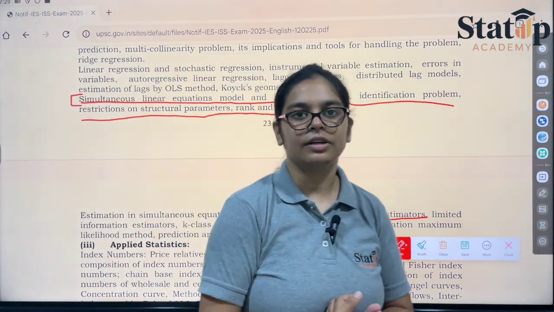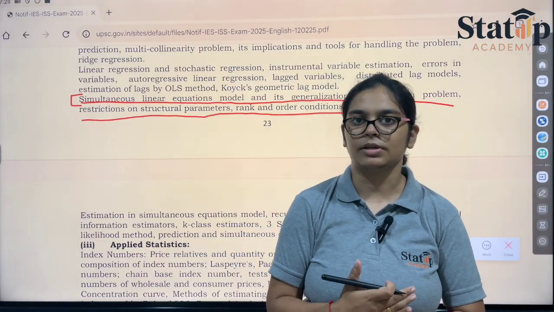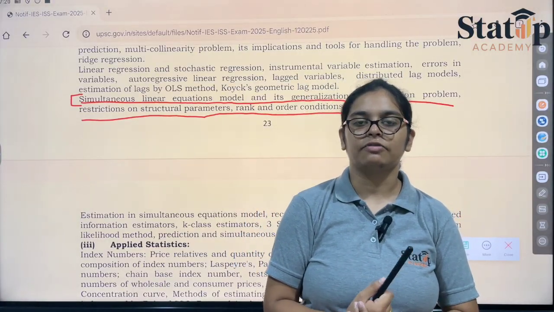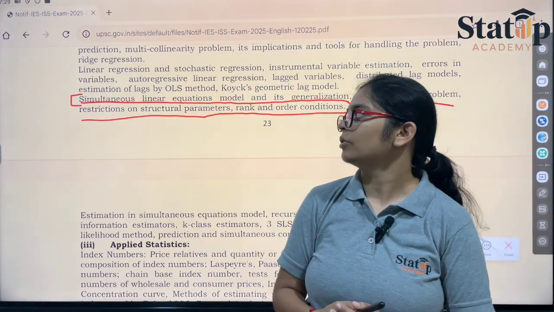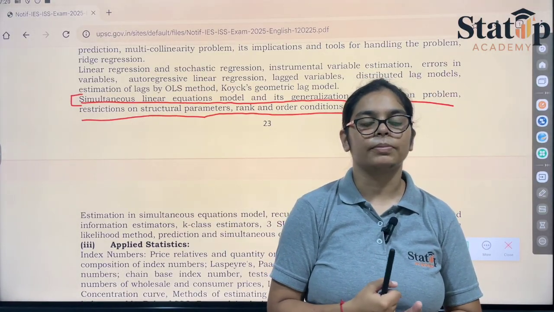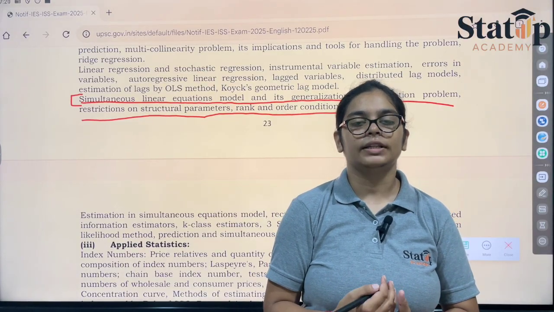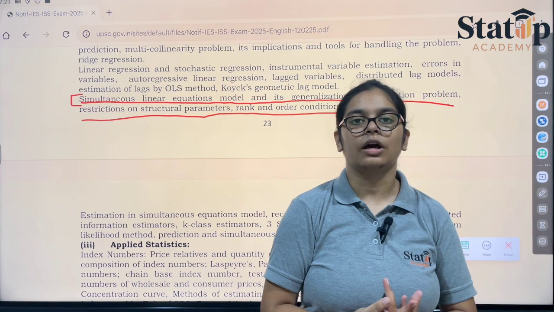I hope you have understood what we have done in the class, and we are doing it syllabus by syllabus. And as you can see, I have covered almost all the topics of econometrics. I request you all to do all these topics along with me and solve their questions, PYQs, along with me. Only then will you be able to get your doubts cleared.